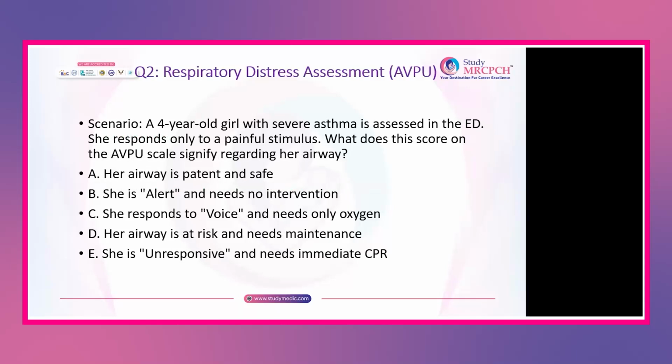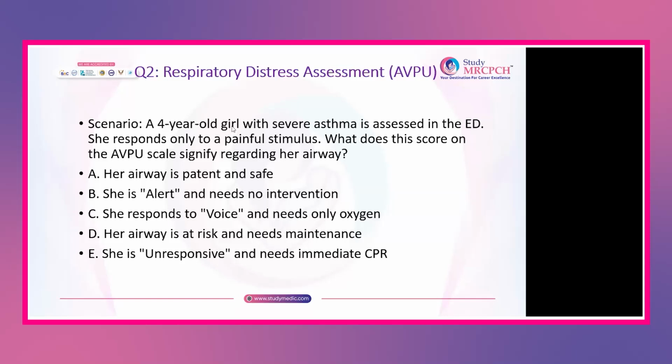Our second scenario: a 4-year-old girl with severe asthma is assessed in the emergency department. She responds only to painful stimuli. What does this score on the AVPU scale signify regarding her airway? Is her airway patent and safe, or alert and needing no intervention? She responds to voice, she only needs oxygen, or her airway is at risk and needs maintenance and interventions, or she is unresponsive and needs immediate CPR.